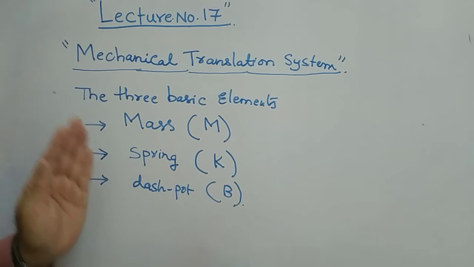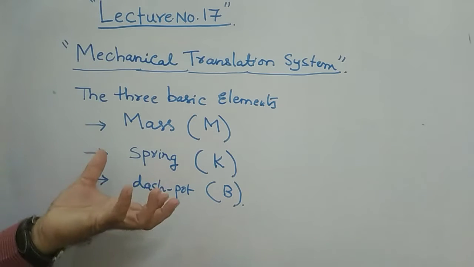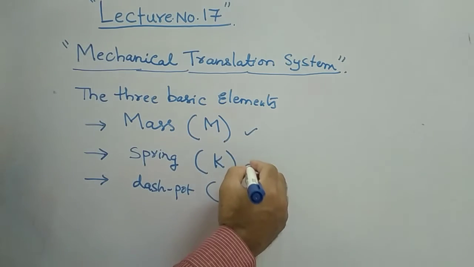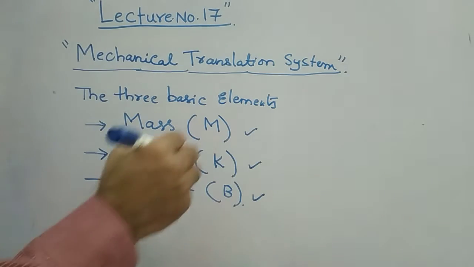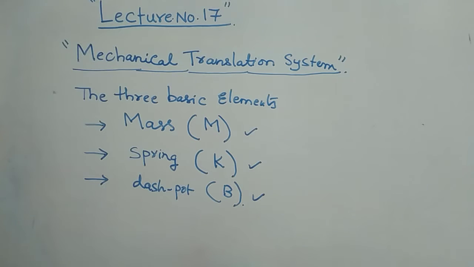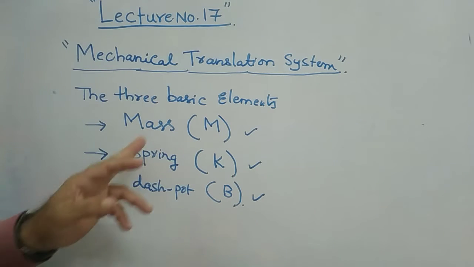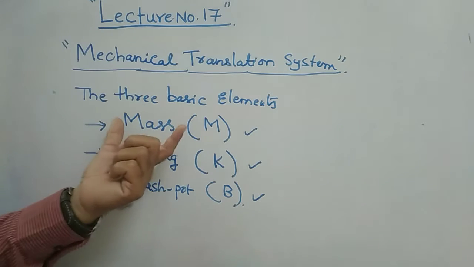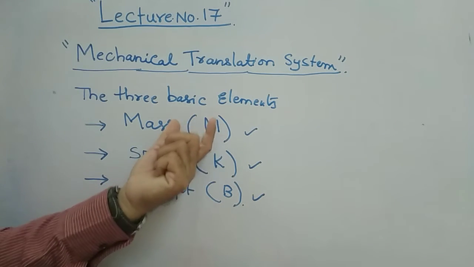These three elements play a very important role. Therefore, these are the three basic elements under this translational system. The first one is the mass element, the second is the spring element, and the third is the dashpot element. Dashpot.